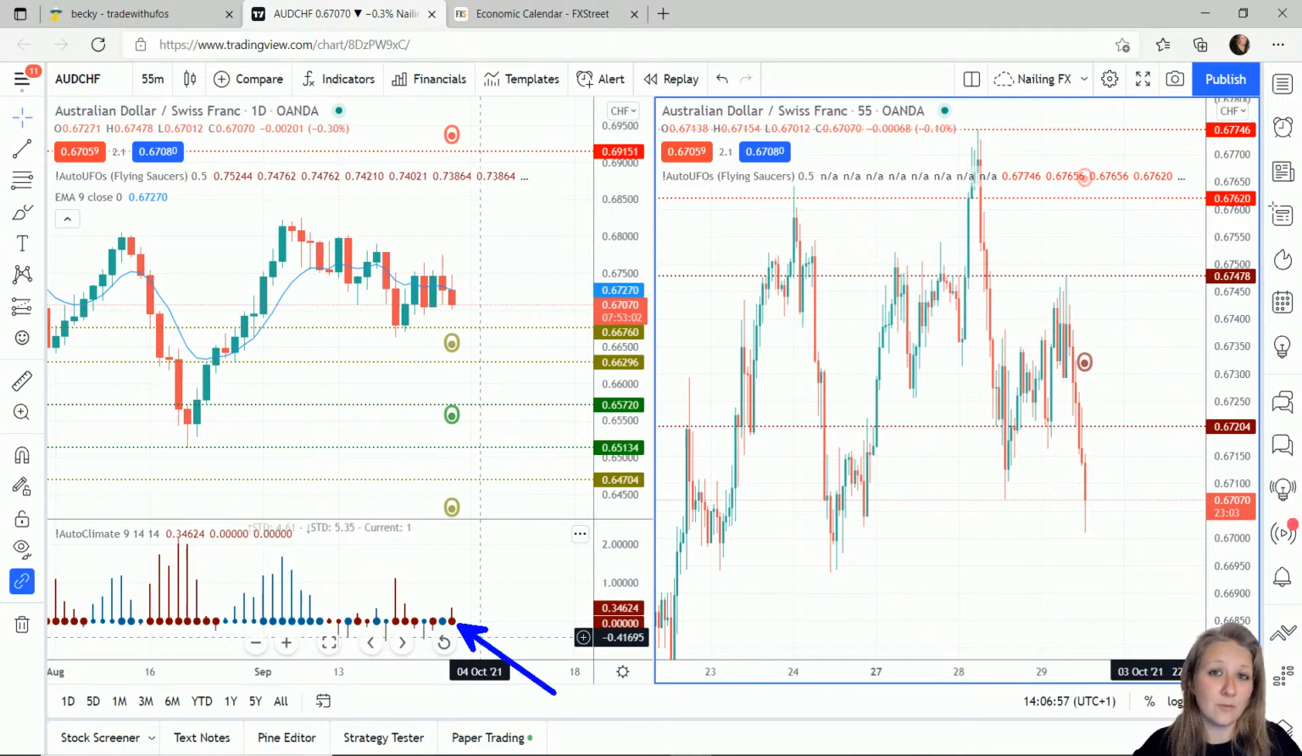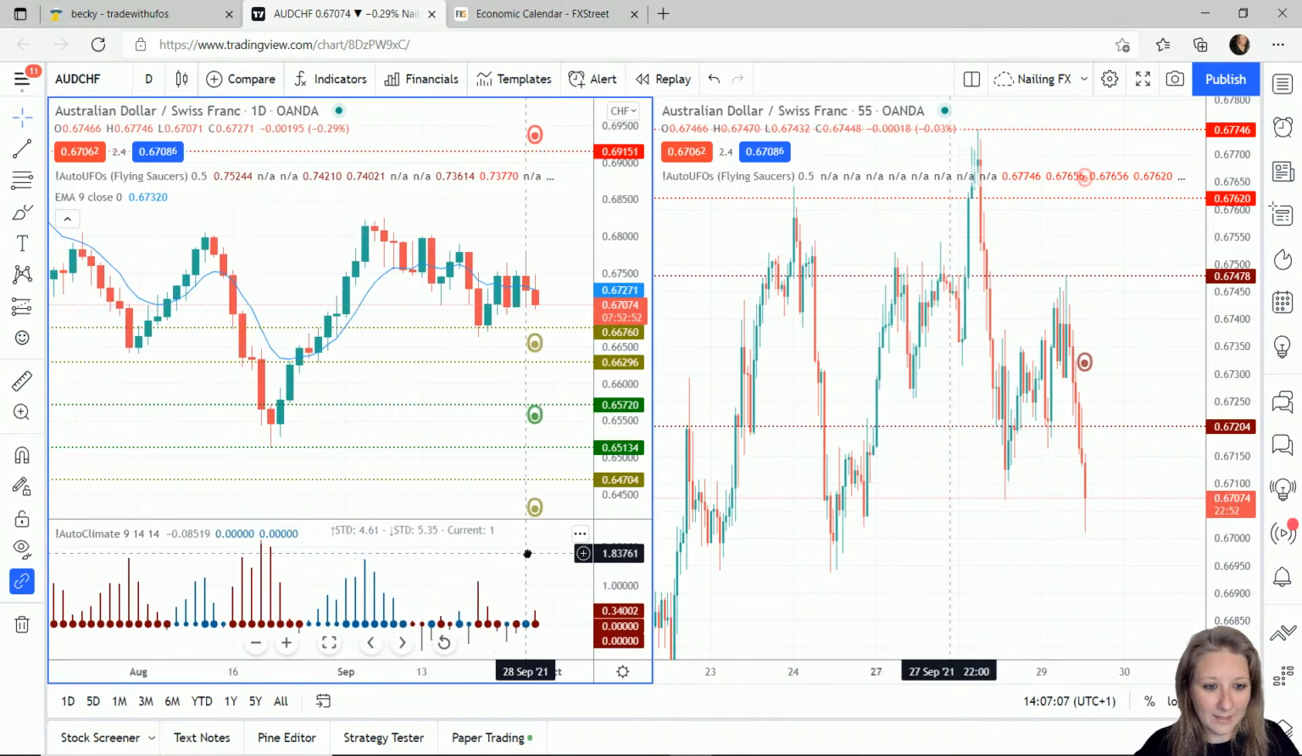We have a thick red dot that tells us probability is to the downside. We have usually this market going down for 6 candles. That's what that tells us. We're on candle number 1. So we actually have probability based on what usually happens that it continues there to the downside.